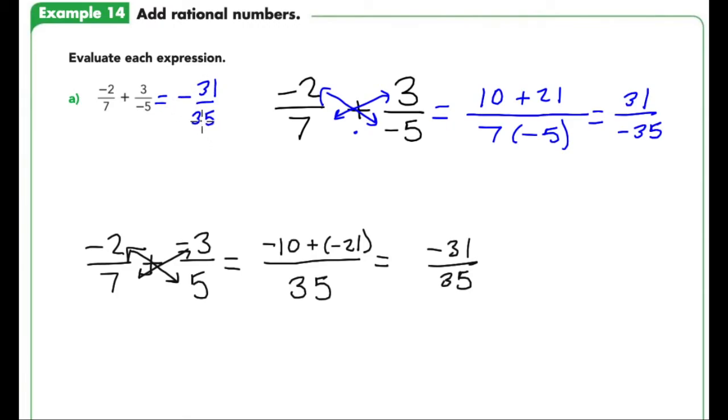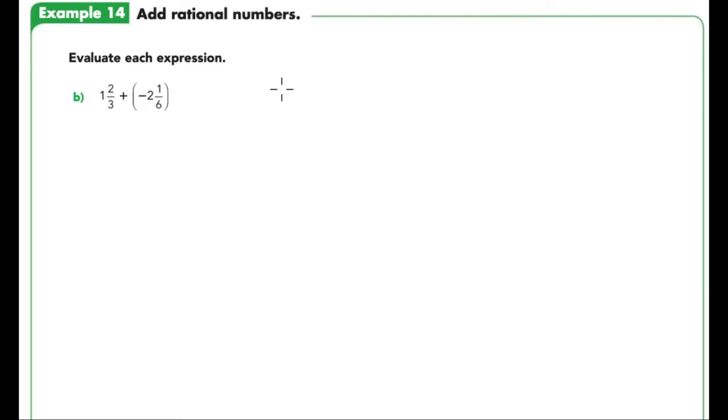For the next example, we're adding up mixed numbers. So we have 1 2/3 plus -2 1/6. One method that we could use for this problem, we could split up the fractions, and then we're going to add the integers together, and then we're going to add the fractions together. So by splitting up the fractions, here's what I mean.